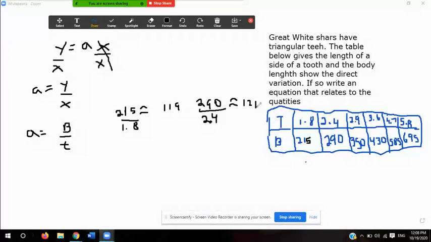And now we're going to look at 350 divided by 2.9, and that is going to be approximately 121 as well.